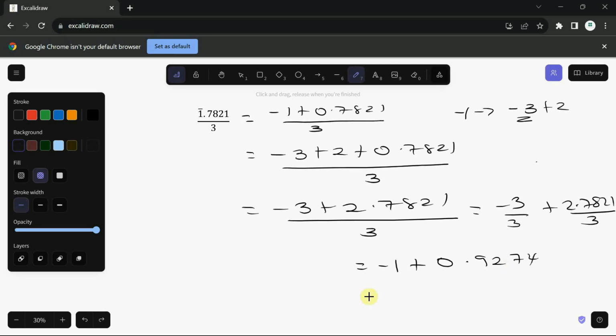So this is 0.9274, right? And now that we already have it like this, our minus 1 plus 0.9274 can be written as bar 1.9274. Great. Let's first see if our answer is correct, and if our answer is correct, then we'll recap what we actually did.